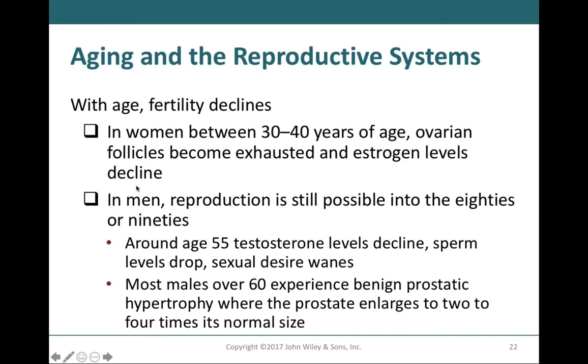We have to keep in mind that women do have a limited number of oocytes. So by around age 40, the ovarian follicles are not going to be as healthy as they once were. Estrogen levels are going to decline, and that's going to indicate that the endometrium will not be as thick as it would be in a younger woman. In men, we will find that reproduction is still in fact possible into very older ages. In the 80s and 90s, males are still able to reproduce. However, fertility is going to decrease because sperm cell levels are going to decrease and libido is going to go down. Along with this, the prostate does tend to enlarge with age as well.